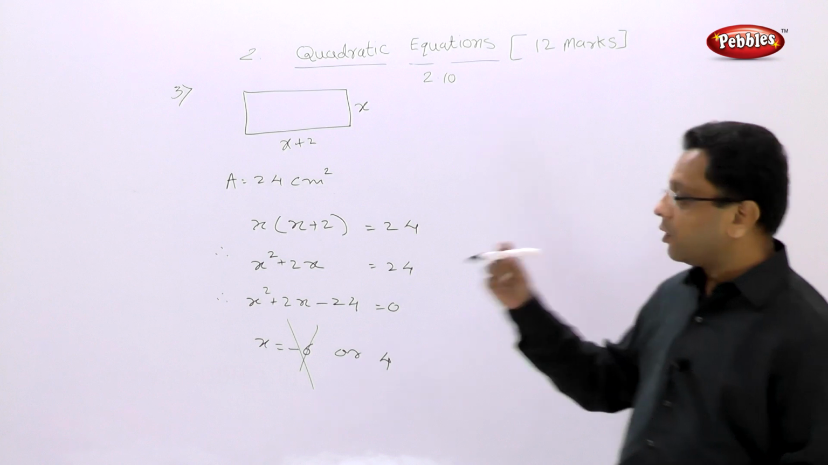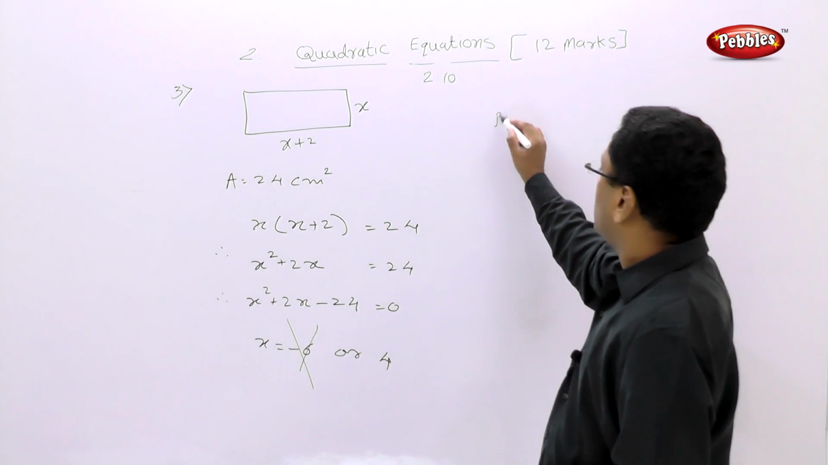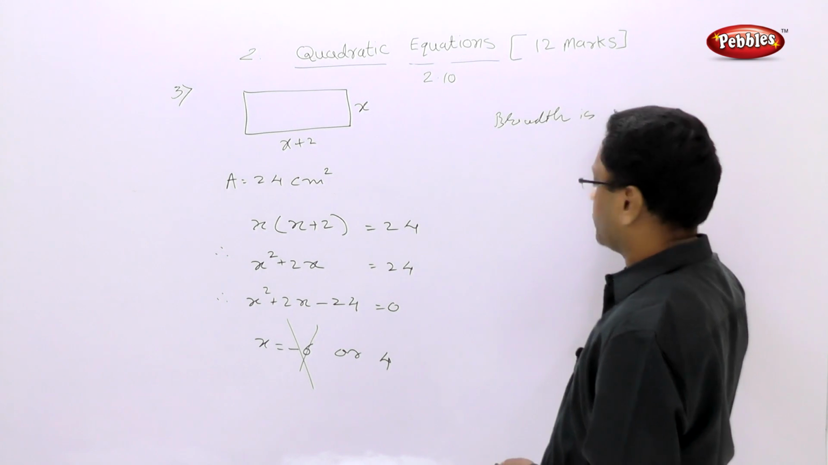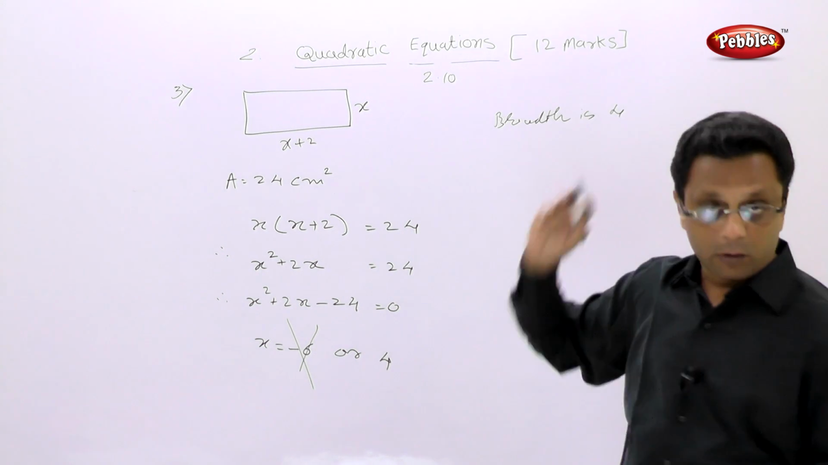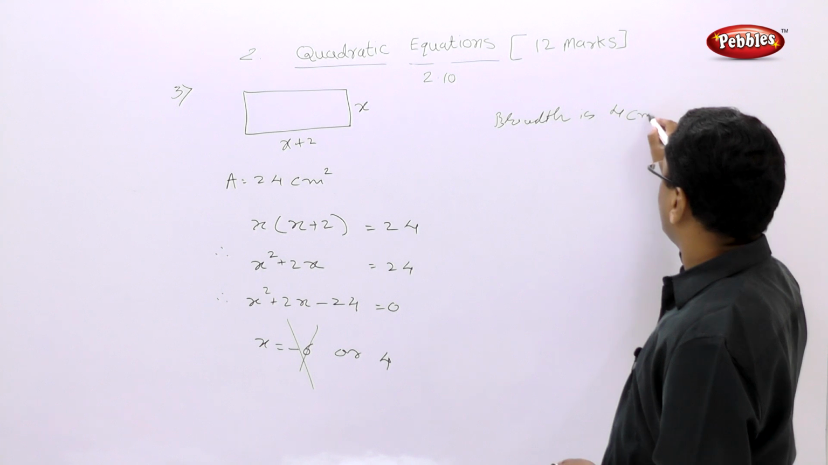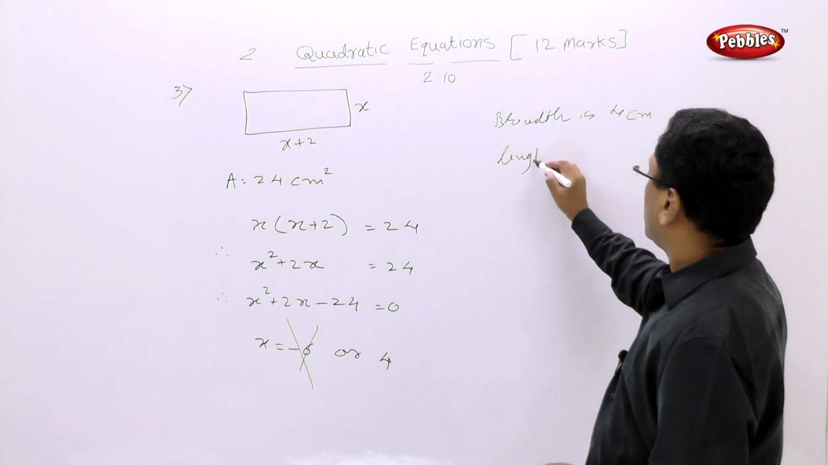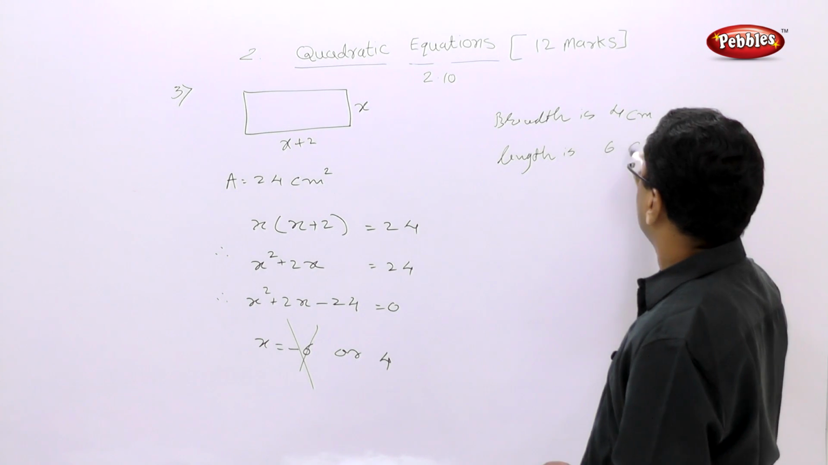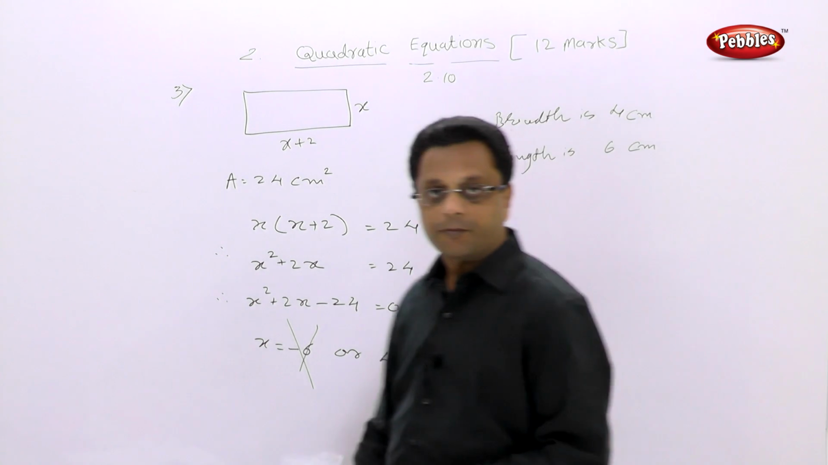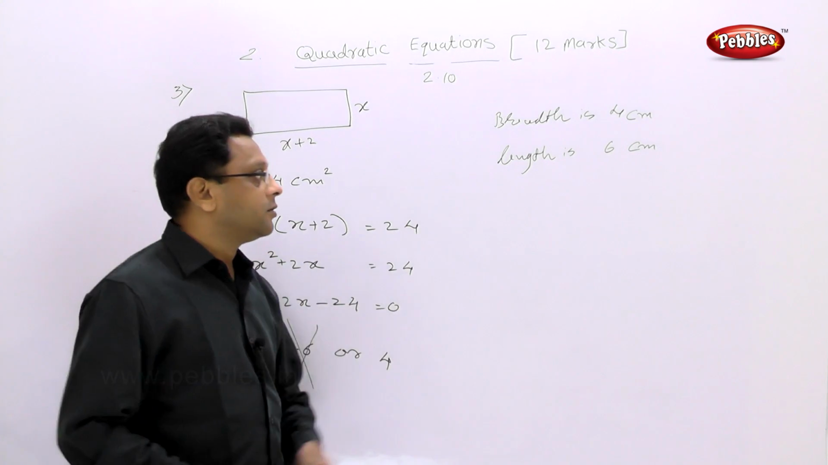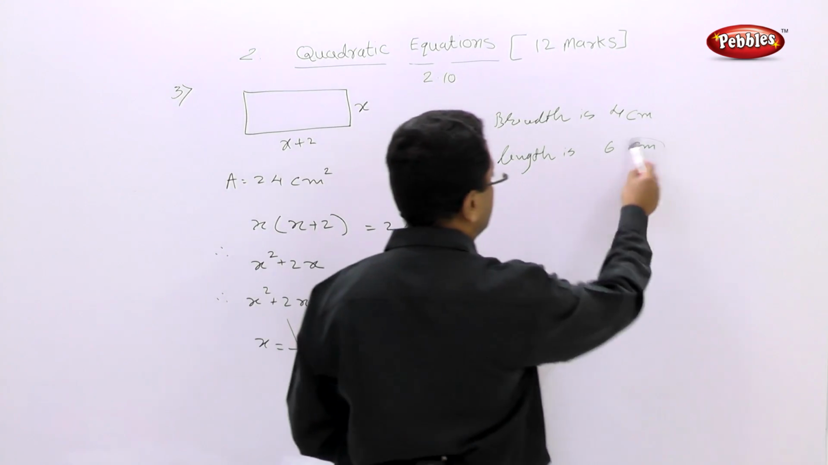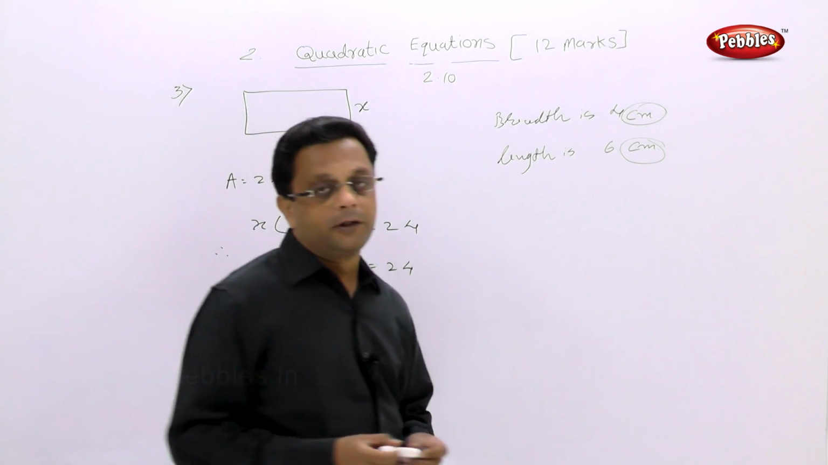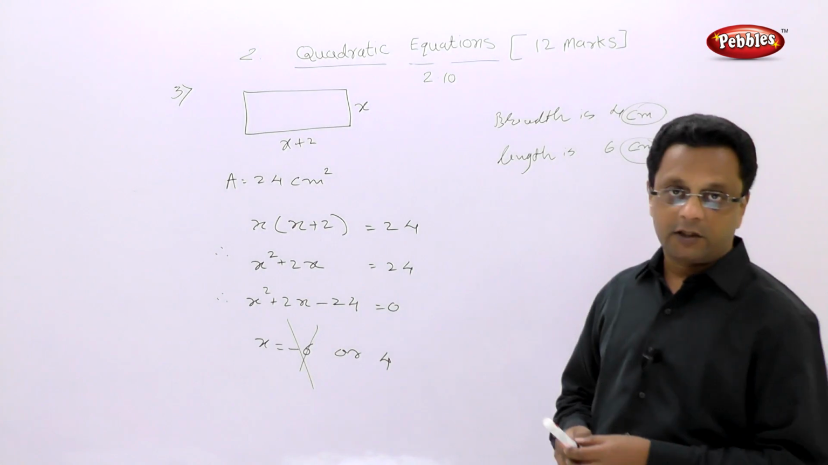So as an answer you have to write: breadth is 4, not only 4, it should be 4 centimeter, and length is 6 centimeter. Okay, you have to write the answer in this way. Do not forget these units. Units are very important. If you don't write the units, your 1 mark can be cut.